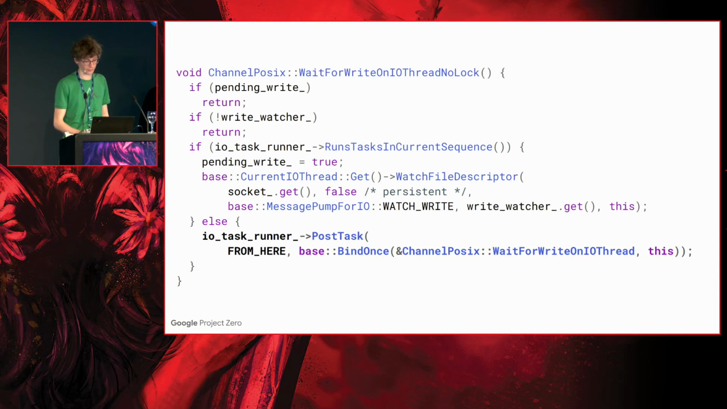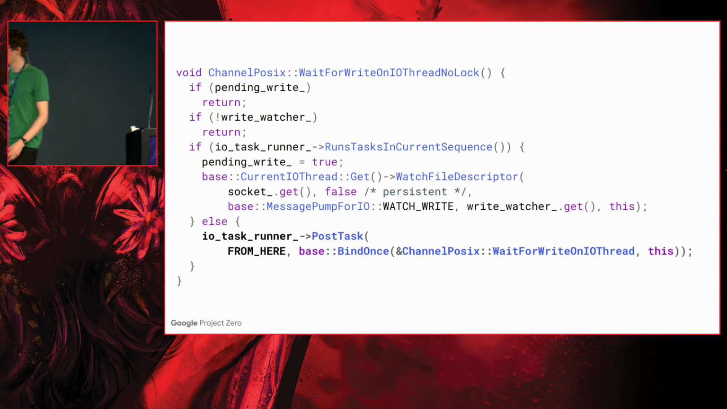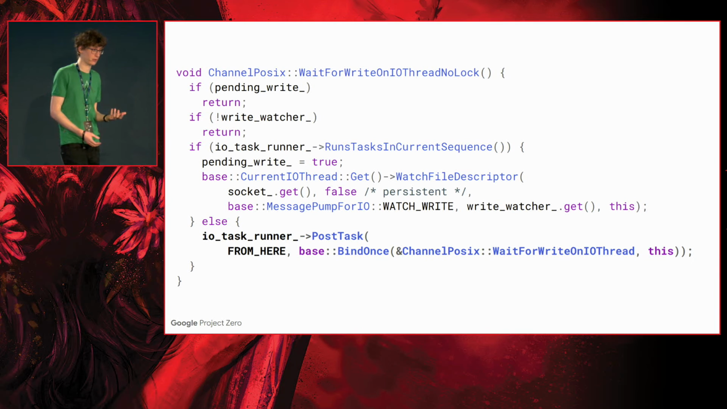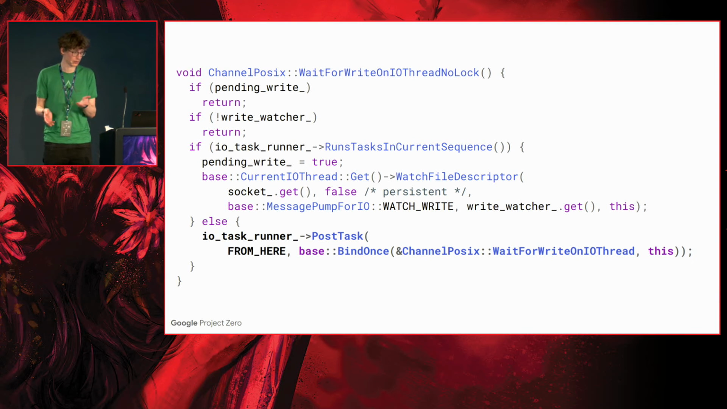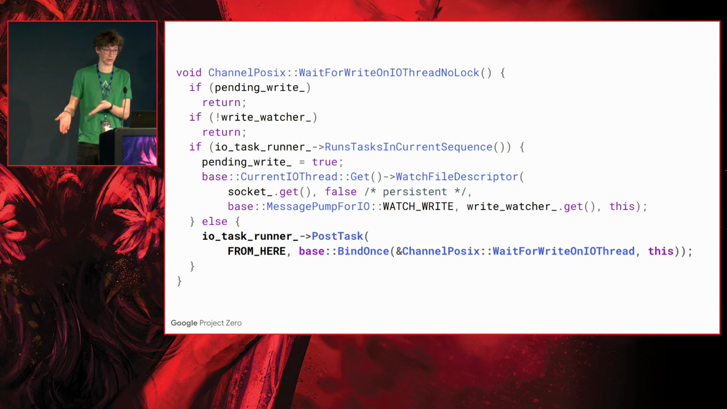But if we look at what that function does, it's just going to post a task onto the IO thread. Now, post task itself is not tremendously complicated. Again, there is some locking, there's some sort of lockless magic and things, but eventually you're just shoving something into a queue.